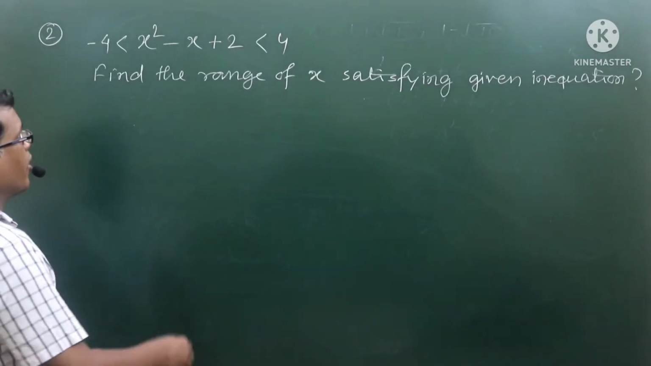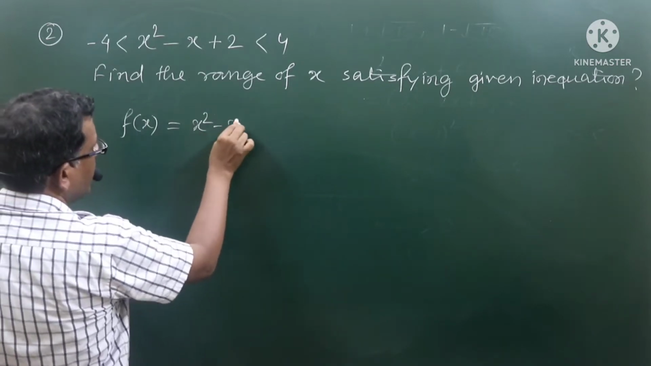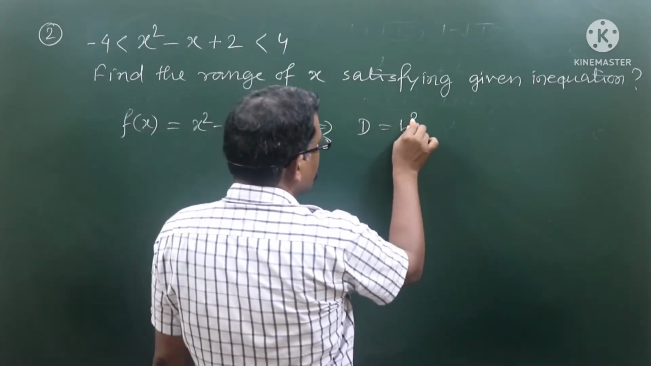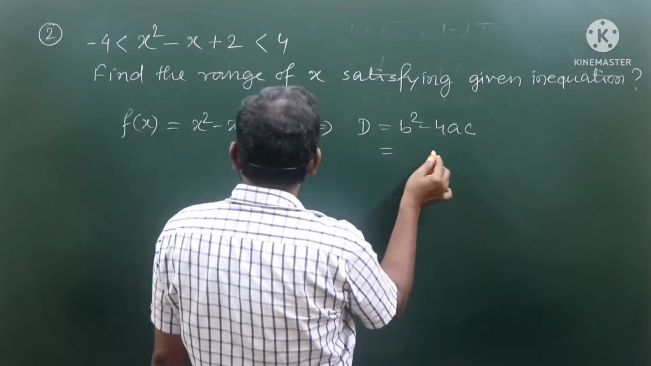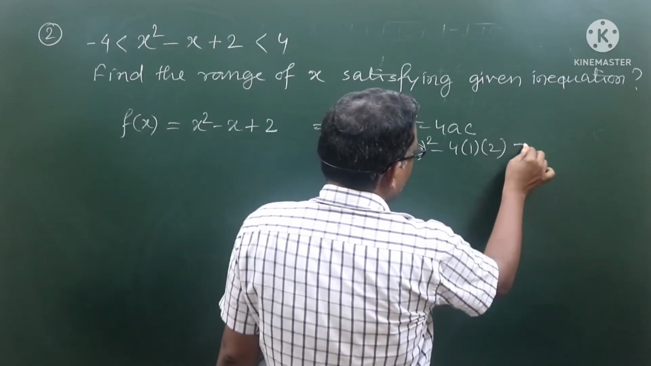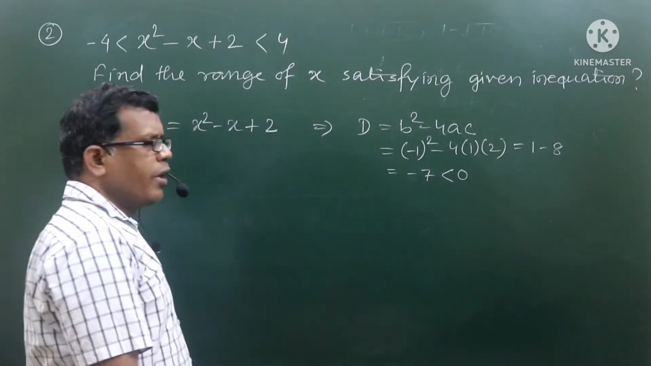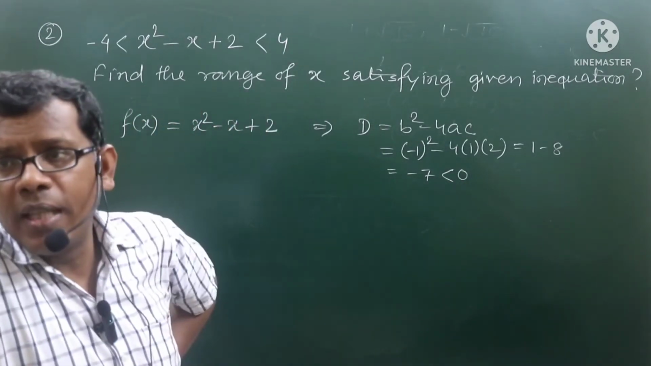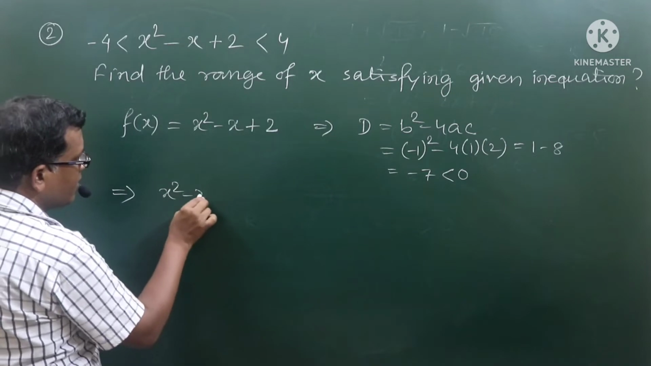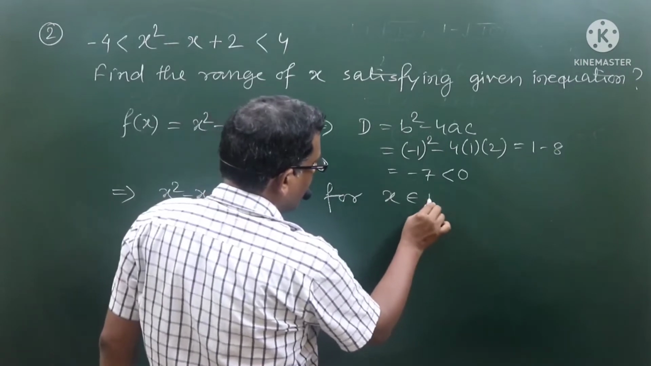Again, this is going on the same basis. If I express the quadratic part x square minus x plus 2, the corresponding discriminant, that is b square minus 4ac, will be minus 1 whole square minus 4 into 1 into 2. So this is 1 minus 8, that is minus 7, less than 0. So again it is clearly understandable that this implies that x square minus x plus 2 is always positive for x belonging to any real number.